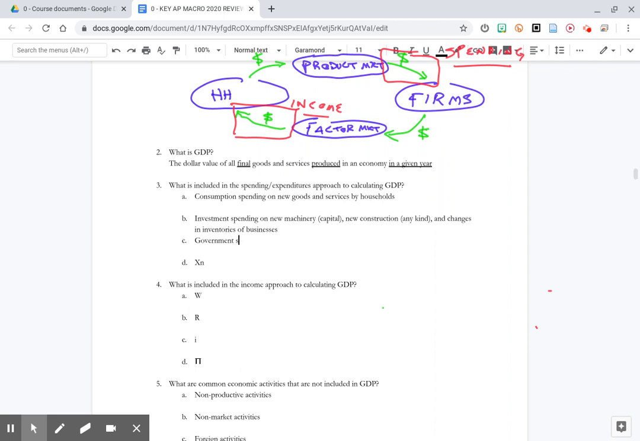The next one is government spending on new goods and services. And I'm going to say this even though it's never come up on an AP test, it also includes construction by the government. So in order to avoid any confusion here, usually we just say any kind of new construction, even if it's for a residential household.